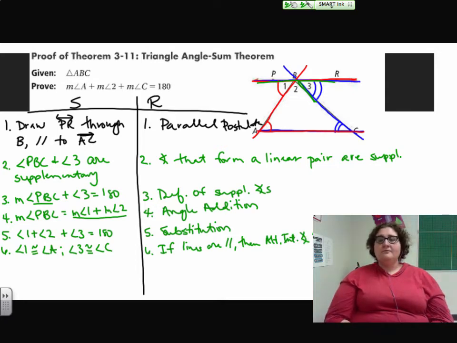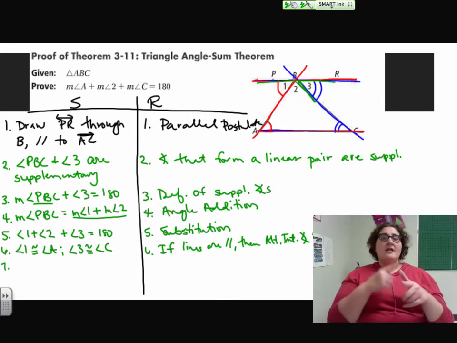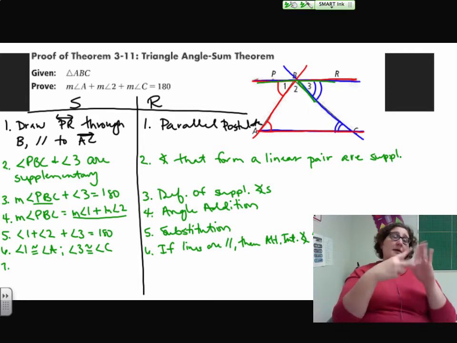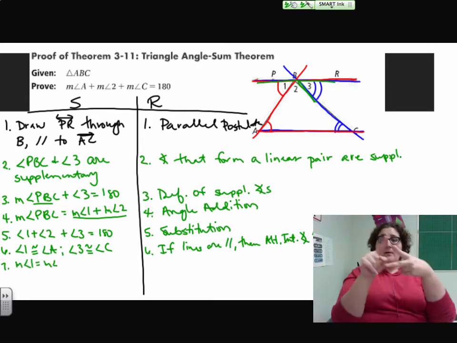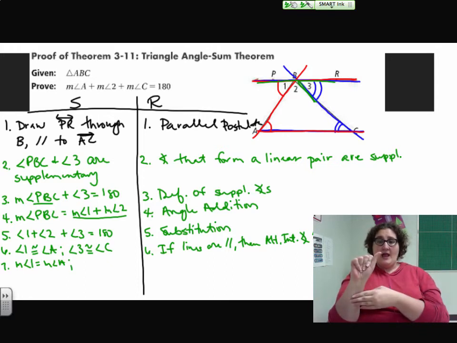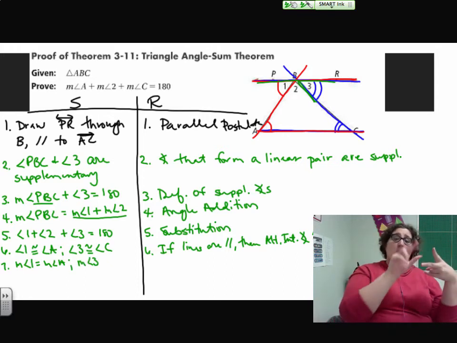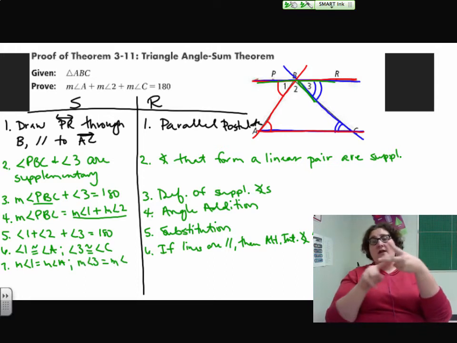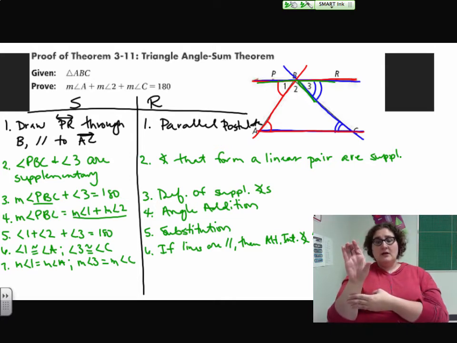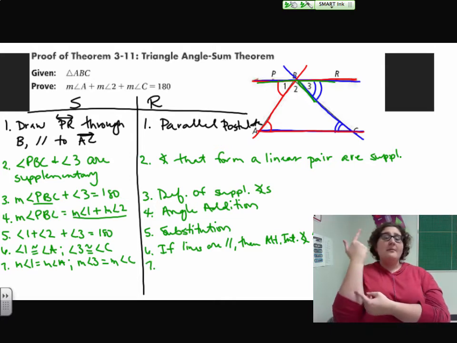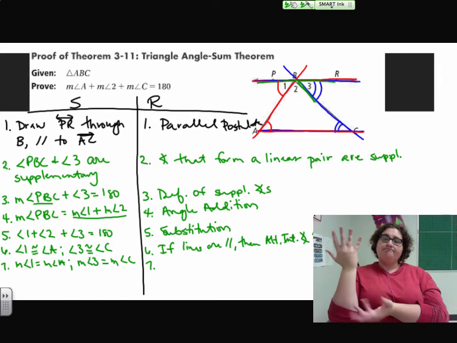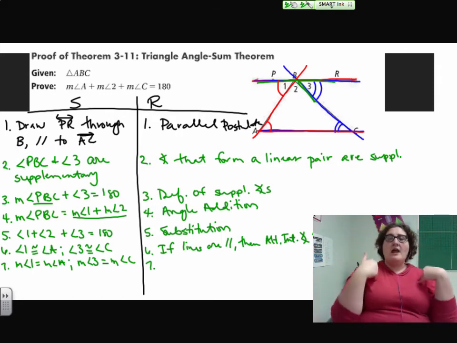Okay. And then I can say that that means that the measure of angle 1 is equal to the measure of angle A, and the measure of angle 3 is equal to the measure of angle C. And that's because congruent angles have equal measures.